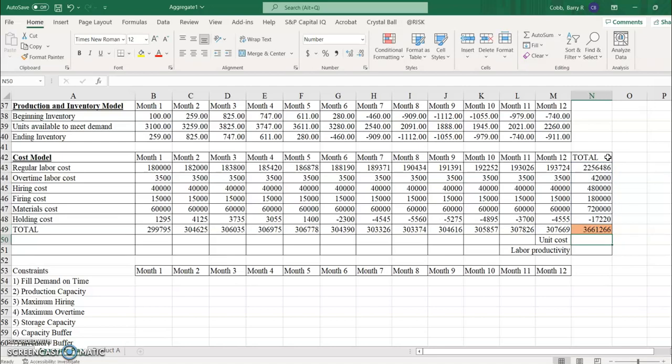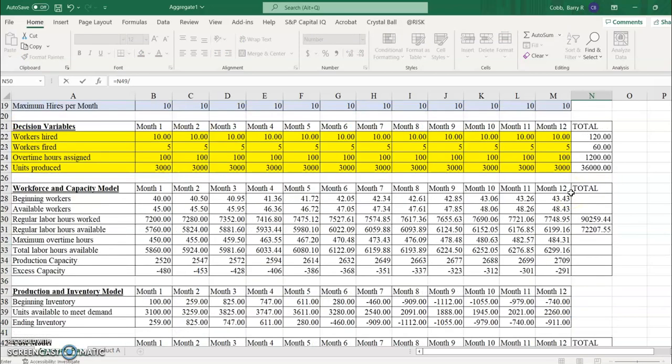Now, we're interested in our unit cost as a way of expressing what it costs to produce this product, and that will be our total cost for the year divided by our total units produced.